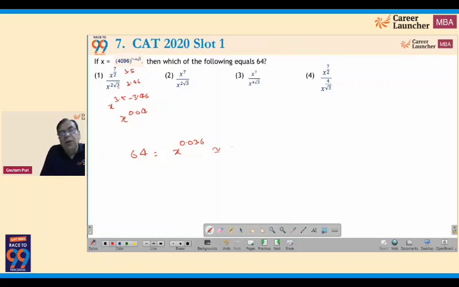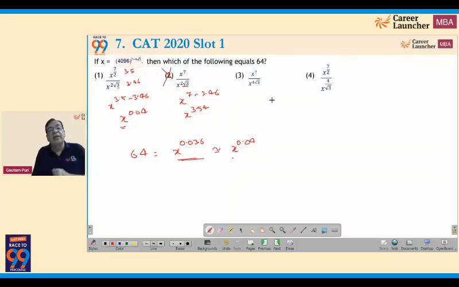Can I say this is almost equal to x to power 0.04? Yes, this is a possible answer, but let's verify the others also. What is this going to be? x to power 7 minus, how much is 2 root 3? We just did 3.46. So approximately x to power 3.54. Wrong. We are looking for a value which is somewhere in this range.